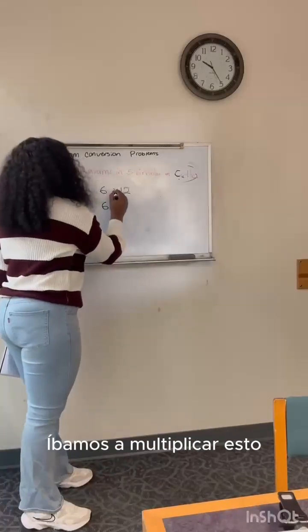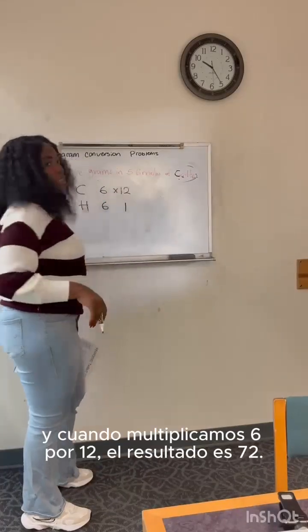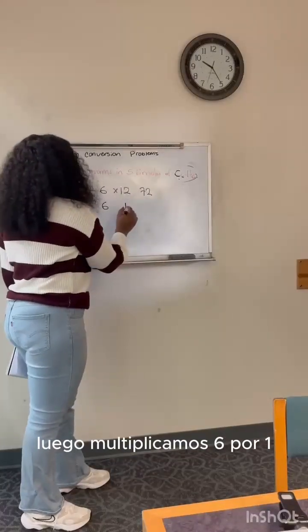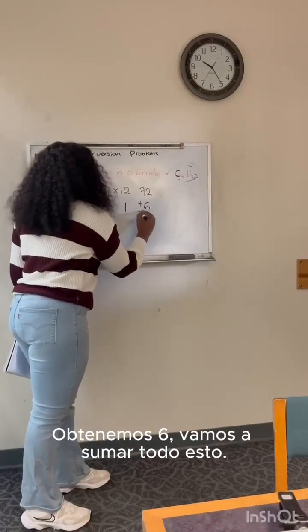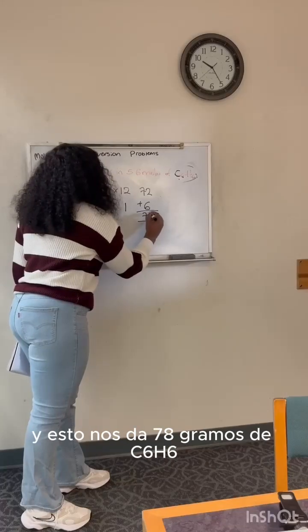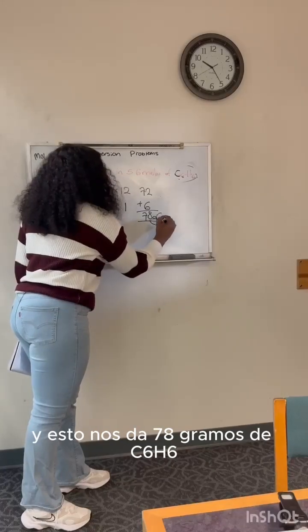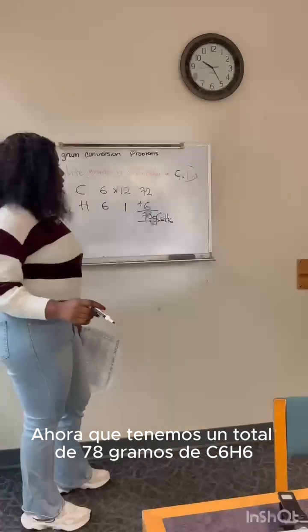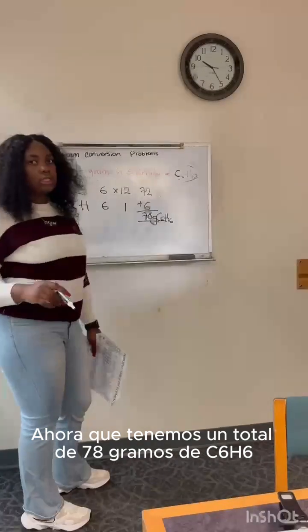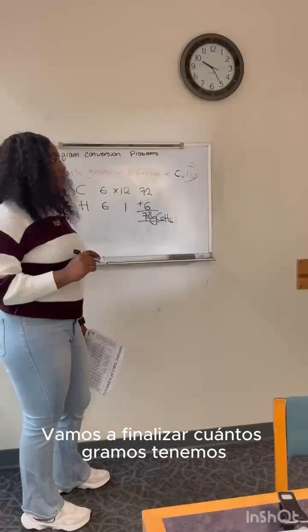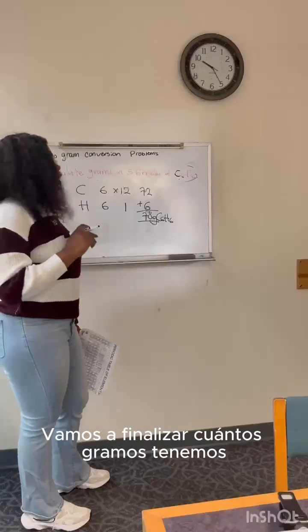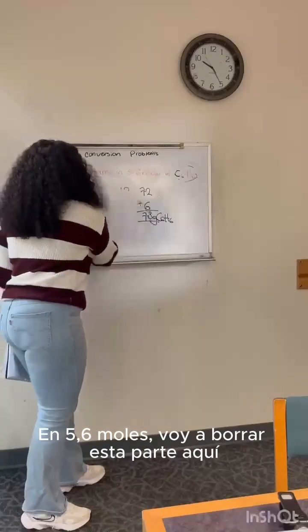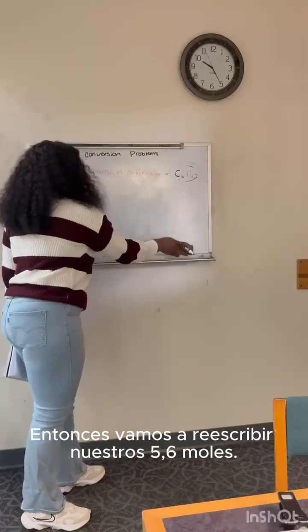We're going to multiply this, and when we multiply 6 times 12, we get a 72. And when we multiply 6 times 1, we get 6. We are going to add this all together, and this gives us 78 grams of C6H6. Now that we have 78 grams of C6H6, we are going to figure out how many grams we are having in 5.6 moles. So I'm going to erase this because the board is too tiny.